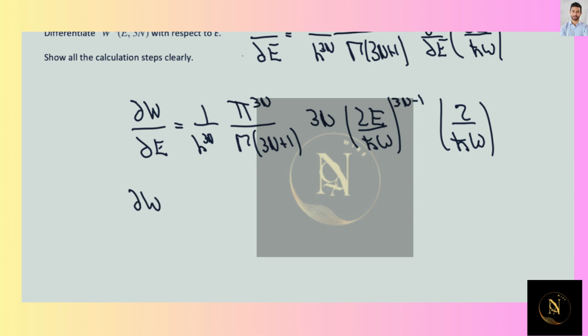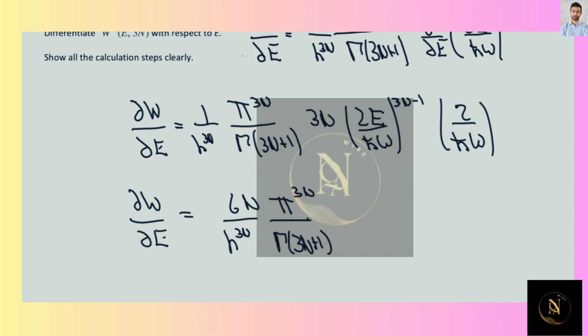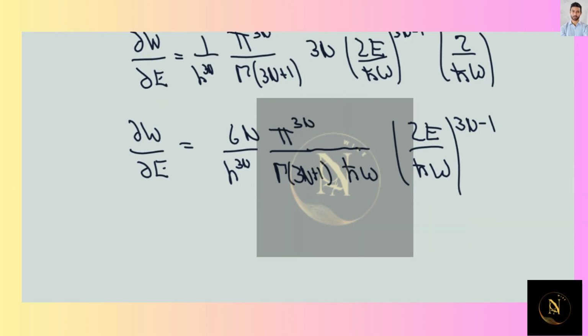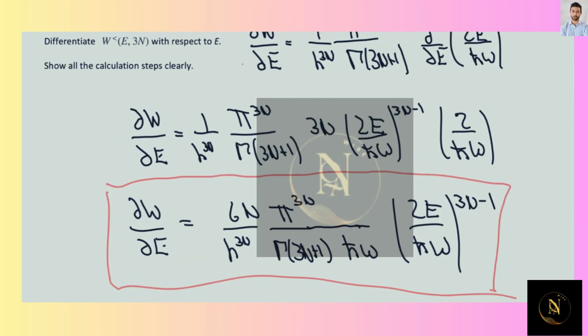So with this, the derivative that was required is going to become 3n, well, actually let's already multiply, 6n divided by h to the 3n pi to the 3n divided by gamma function of 3n plus 1, over h bar omega, times the energy, 2e divided by h bar omega to the 3n minus 1. And that would be all.